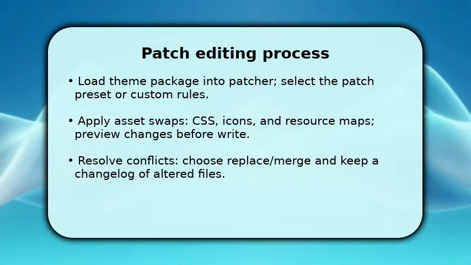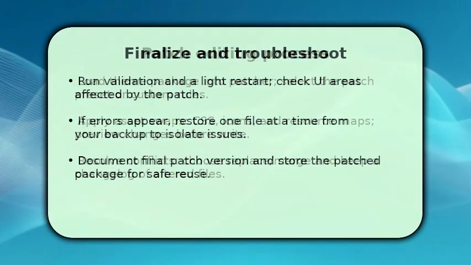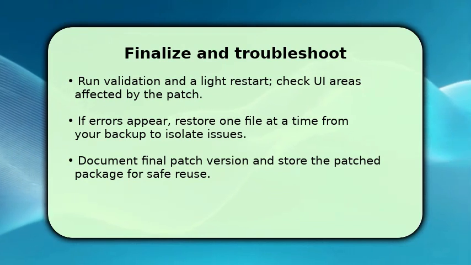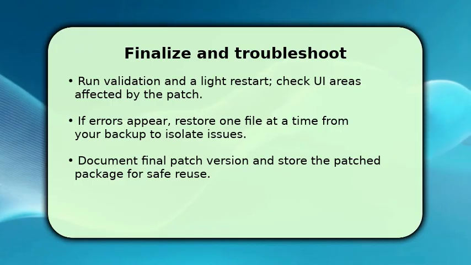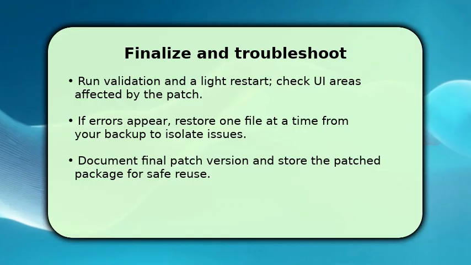You finish by running the built-in validation and performing a light restart of the desktop or app so changes load cleanly. Inspect key UI areas, menus, dialogues, and widgets to confirm consistent behavior. If something breaks, restore single files from your backup to quickly isolate the problematic asset rather than reverting everything.